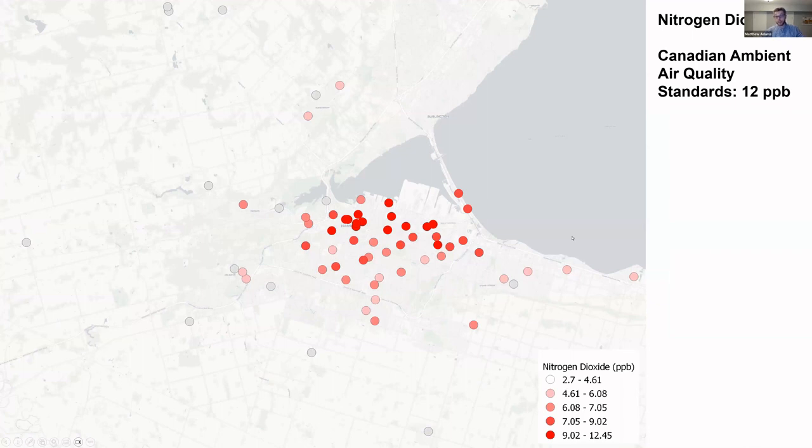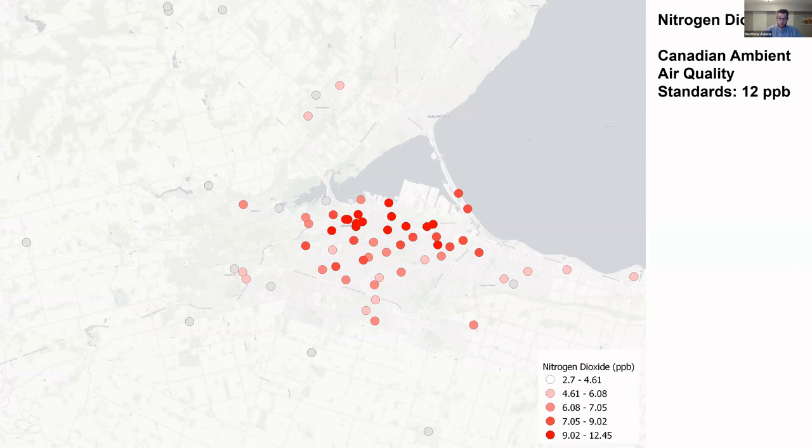So nitrogen dioxide, this is that transportation-related air pollutant. So it's emitted from vehicles and from industry. And first thing we notice, if we look at the Canadian Ambient Air Quality Standard, the 2025 upcoming standard, that's 12 parts per billion. And we're below that concentration or right at the edge in our worst spot. So that's a really good thing, that this transportation-related air pollutant isn't exceeding the upcoming Canadian Ambient Air Quality Standard.